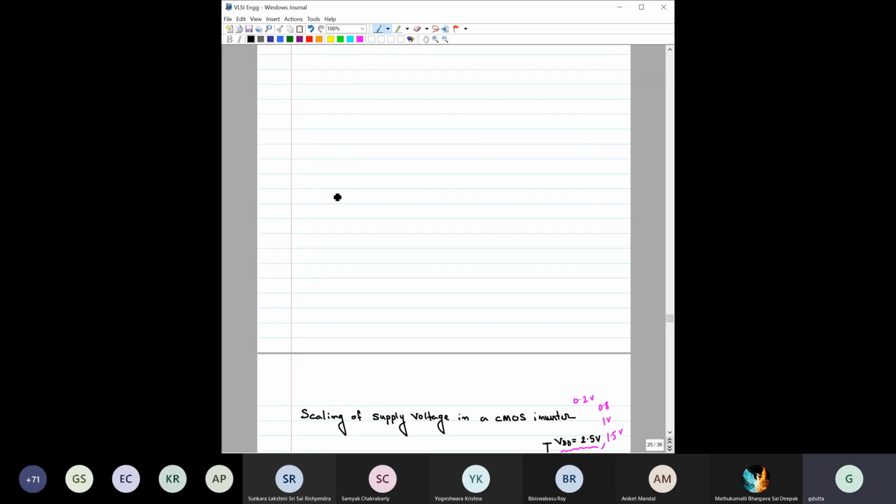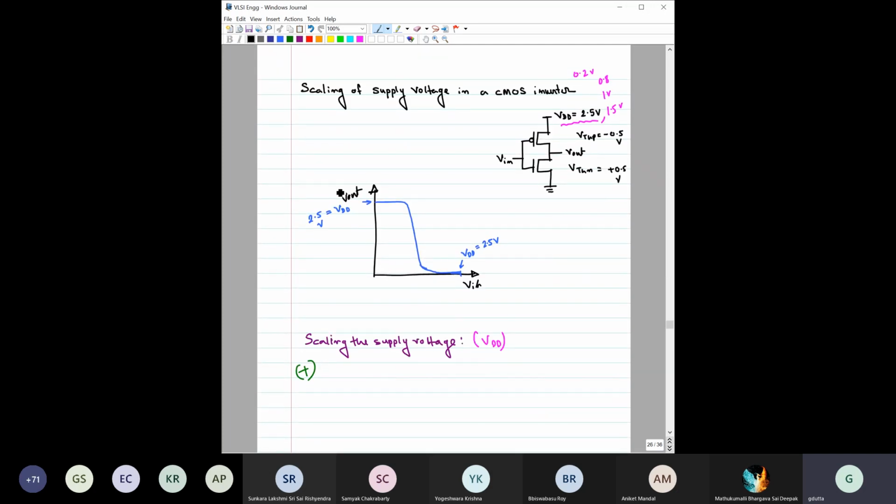Okay, if no, then very good. So this is the last part that we discussed very briefly, maybe within 1 or 2 minutes yesterday, before we ended. So we need to start from here: scaling of the supply voltage in a CMOS inverter. Suppose in a particular technology node, VDD is 2.5 volt, and the threshold voltage magnitudes of the PMOS and NMOS are equal, 0.5 volt. Obviously, the threshold voltage of PMOS would be negative and that of NMOS would be positive.